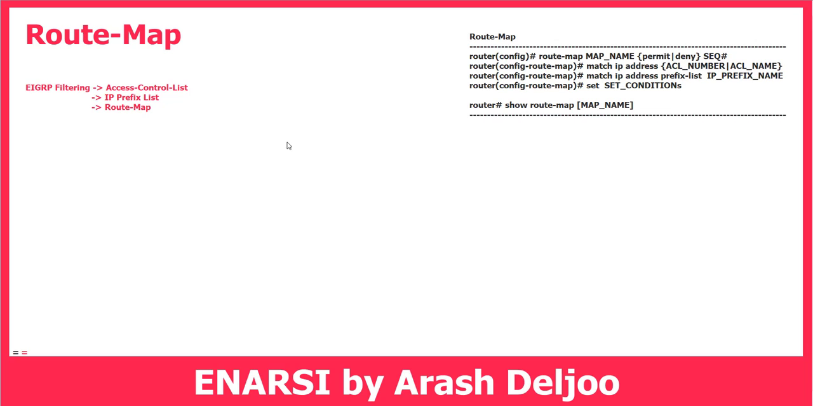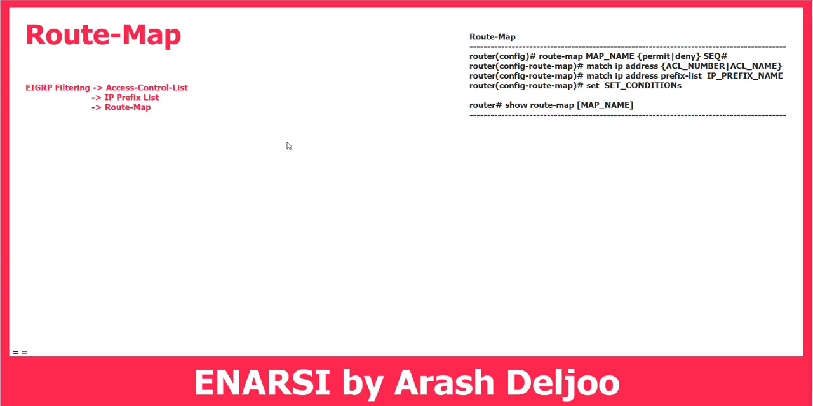Roadmap. In this video, I'm going to talk about EIGRP route filtering. Now, you know that in the previous video, we learned about EIGRP route filtering with the IP prefix list and also with the ACL. Here, we should first learn the roadmap, and after that, the concept of the roadmap, for example, the function of the roadmap in EIGRP route filtering.